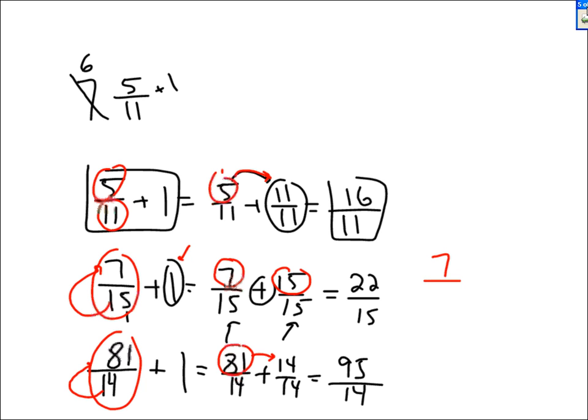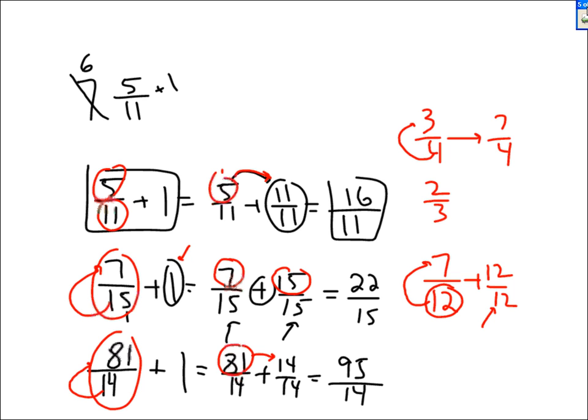If you have 7 over 12 and you want to add 1, where am I getting 12 over 12? Why not 11 over 11? Why not 14 over 14? Because I want this to be right there, because they have the same denominator. That is, just add the 12 to the top. So if you have 3 over 4 and you want to add 1, 3 plus 4 is 7 over 4. If you have 2/3 and you want to add 1, 3 plus 2 is 5 over 3. Add the denominator to the numerator.